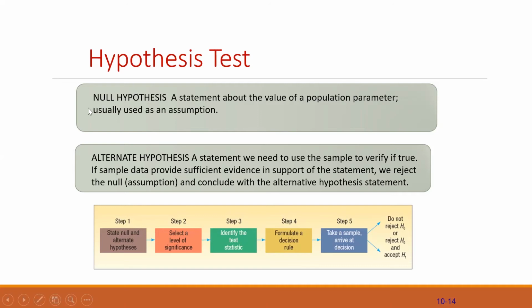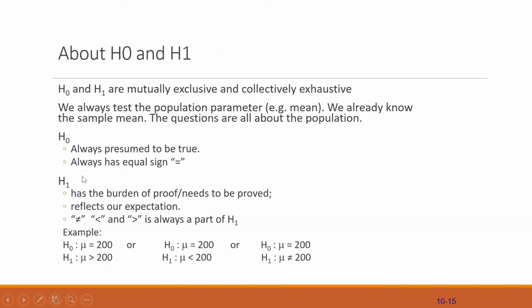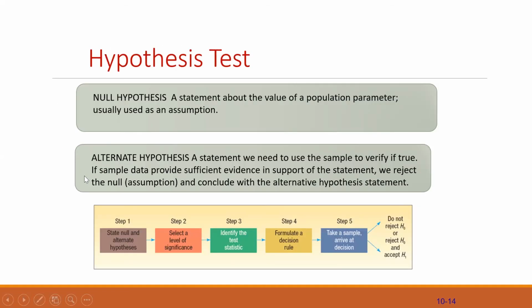Then we draw the sample, and we get evidence to determine whether the assumption still holds or not. If the assumption holds, then we claim that the null hypothesis is true. If the statement doesn't hold, then we will say the alternative hypothesis is actually supported.